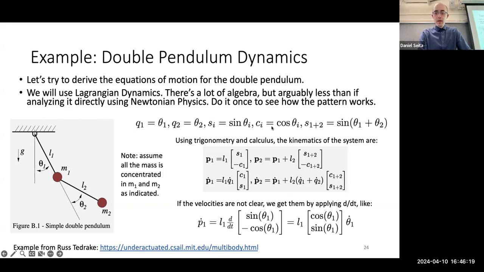All right. So the way to try to do this is we first compute the kinematics of the system, and then use that to compute the kinetic energy and then potential energy, and then from there you can do the math. So the first step is writing out the kinematics of the system.